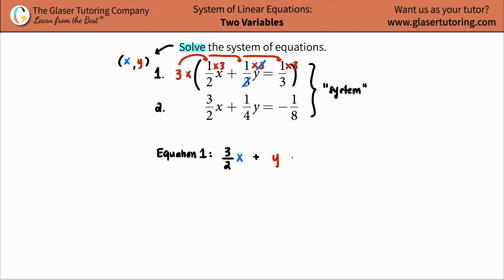And the same thing for the other side of the equal sign, right? I have 1 times 3, that's 3. 3 divided by 3, that cancels out. These are just 1s, right?